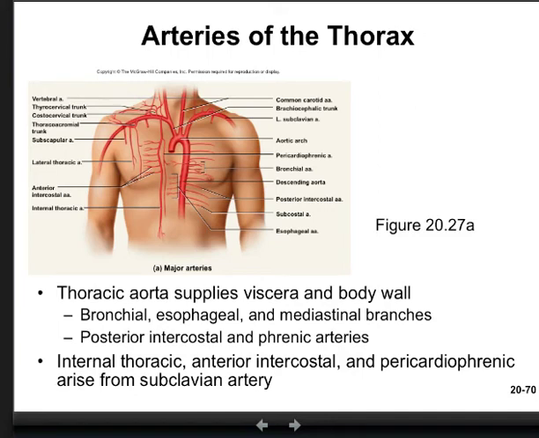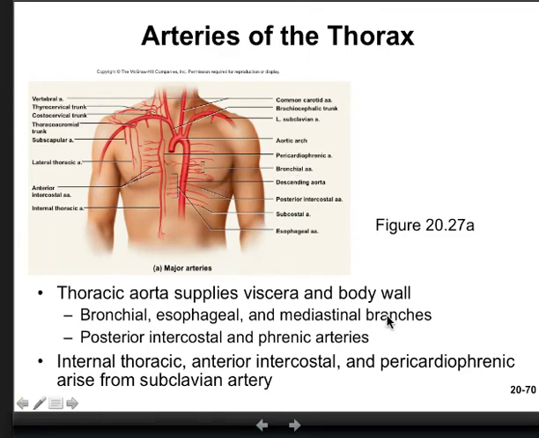Here you can see the arteries of the thorax. The thoracic aorta supplies the viscera and the body wall. It's made up of the bronchial, esophageal, and mediastinal branches, and the posterior intercostal and phrenic arteries. The internal thoracic, anterior intercostal, and pericardiophrenic come from the subclavian artery. You can see all these here.